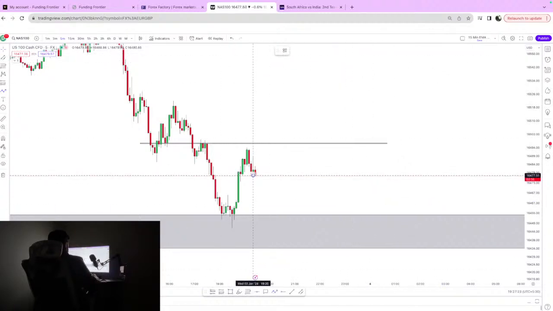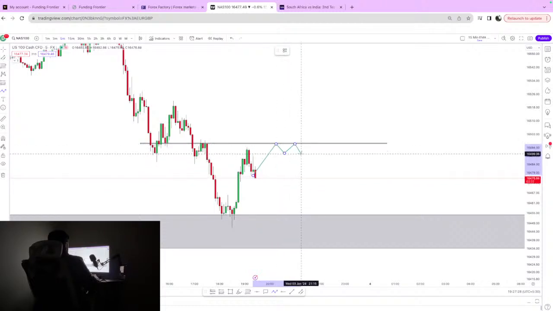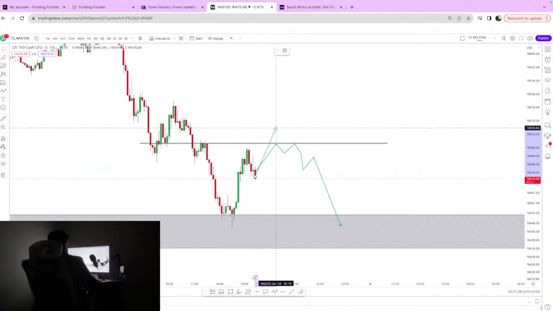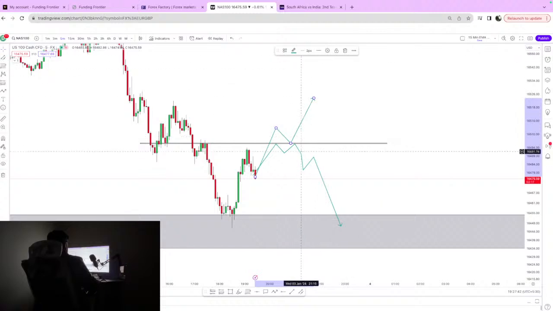So one trade is a double top from this level, right? And then a retest and this as a target. Second is we are going to break out this one and a retest, then upside trade. As it's bearish, let's make it red.